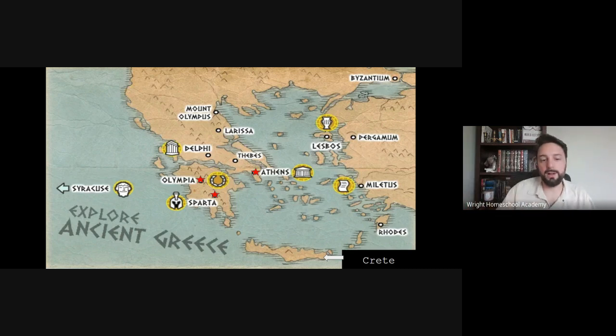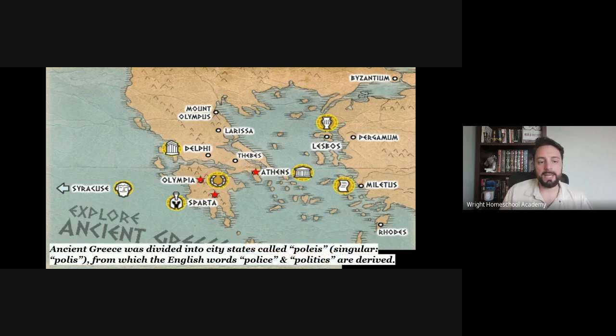But the Olympics were held in Olympia. That's why you can see a laurel wreath represents the city-state on this map. So the point I'm making here is that ancient Greece was divided into city-states, and the Greeks called these polis. Singular for one of them is a polis. So one polis, two or more polis. And this is where we get some English words like police, politics, politician, policy. All of these come from the Greek word polis.